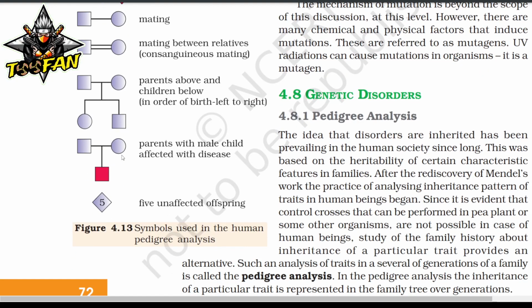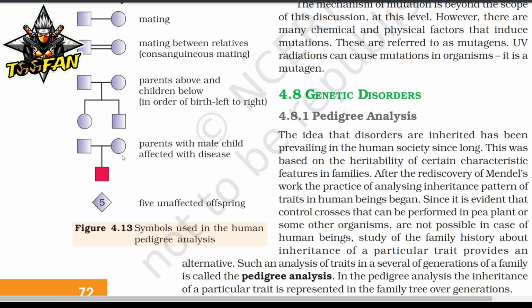Now, genetic disorder, a pedigree analysis. The idea of disorders being inherited has been prevailing in human society since long. This was based on the inheritability of certain characteristic features in families. After the rediscovery of Mendel's work, the practice of analyzing inheritance patterns of traits in human beings began, since it is evident that the controlled crosses that can be performed in pea plants or some other organisms are not possible in case of human beings. A study of family history about the inheritance of a particular trait provided an alternative.